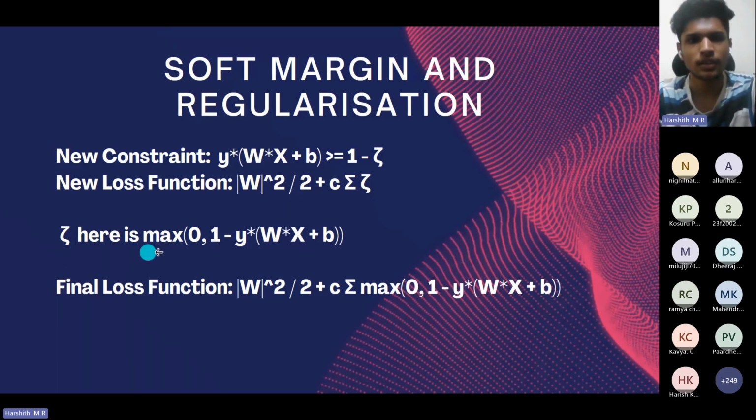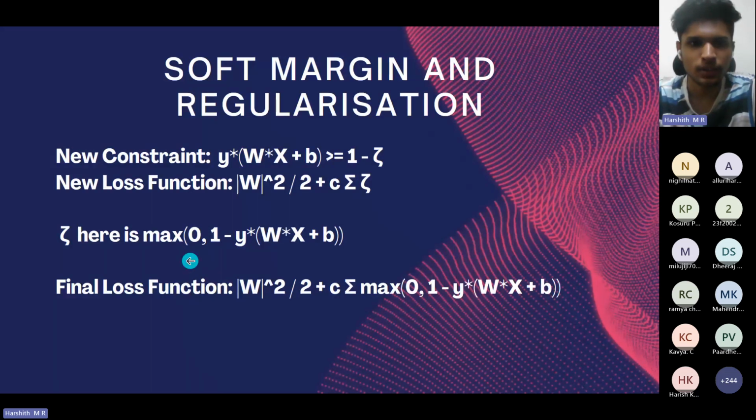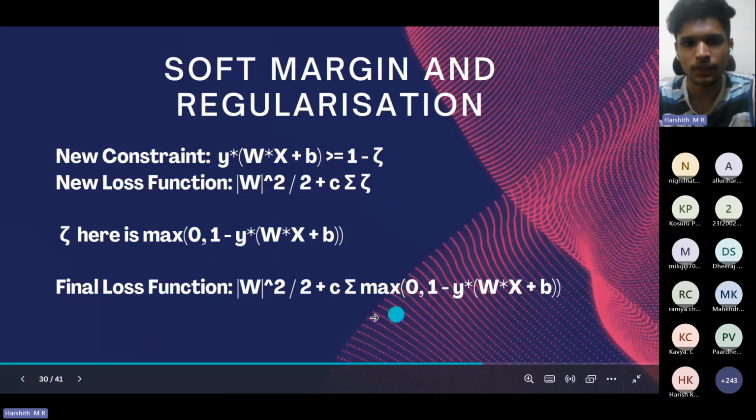This is the definition. You guys don't need to remember it. You just need to get an idea of what zeta is and how zeta is defined. What is C? I'll tell the significance of C. Before that, you can see the definition of zeta. This type of definition would help our margin act as a soft margin. So when you put this expression in the loss function, you would get this final loss function. We are just substituting zeta with this equation.